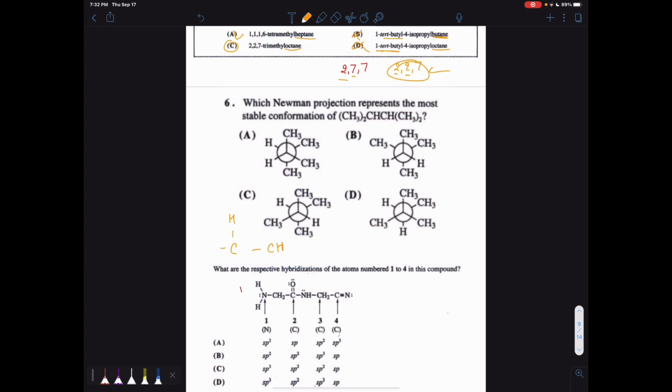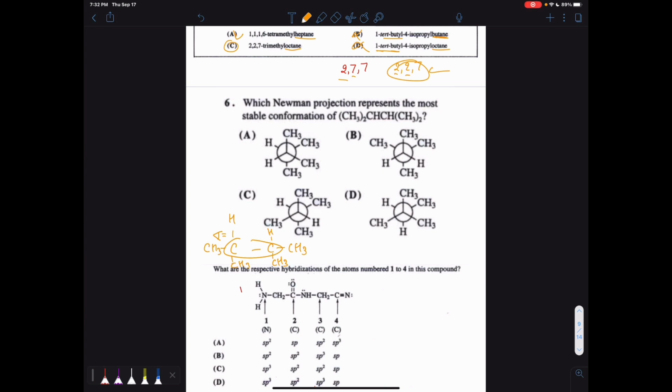So there's a hydrogen, a CH3, and then there's a hydrogen, and then another CH3. So that's the compound we're looking at. And remember, when we're looking at a Newman projection, we're looking at this from this angle. So now we're looking at it laid down on the table. But when we're doing a Newman projection, we're looking from the side angle.